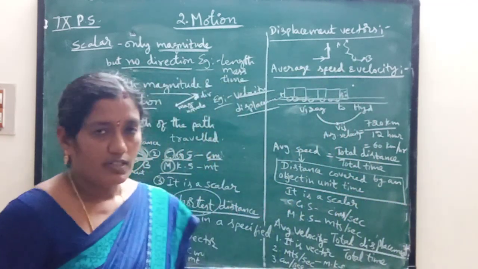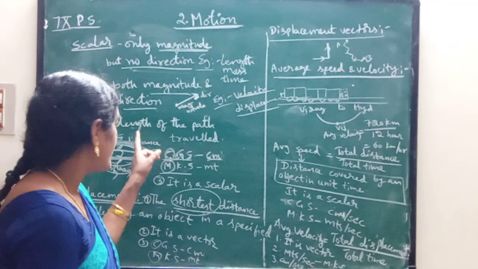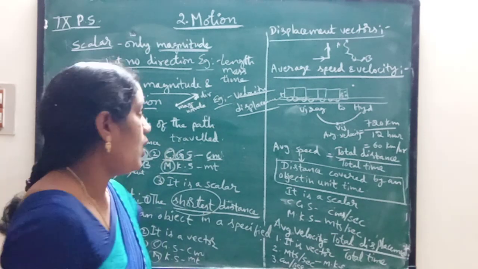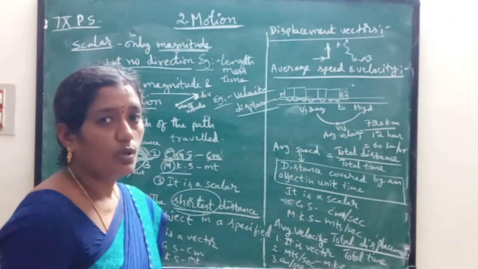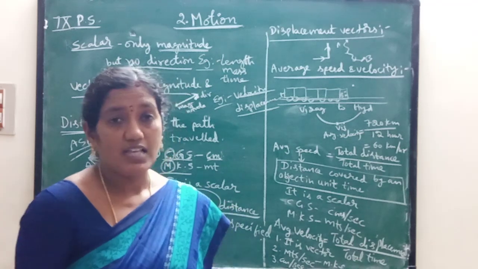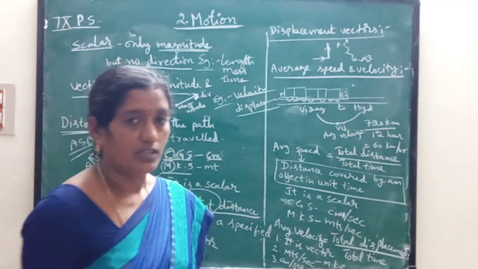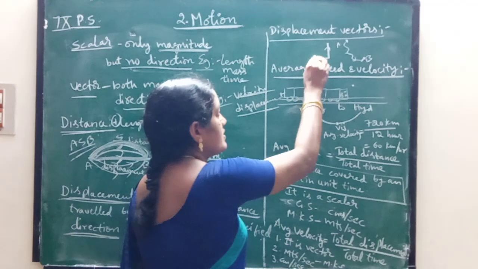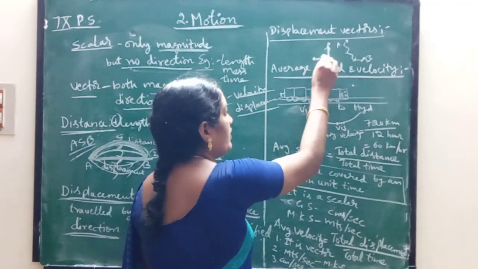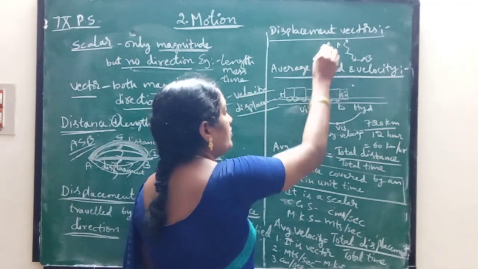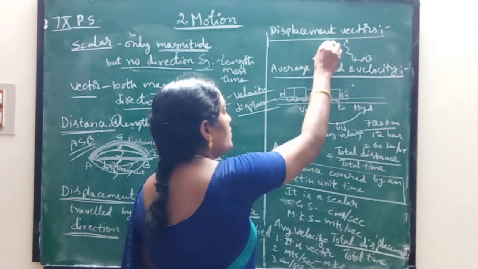So children, what is a scalar, what is a vector, what is distance, what is displacement? Now I will tell you how to draw the displacement vectors. Displacement means direction. Here they are given some points, and it is going from here. If you want to draw the displacement vector, you have to join.